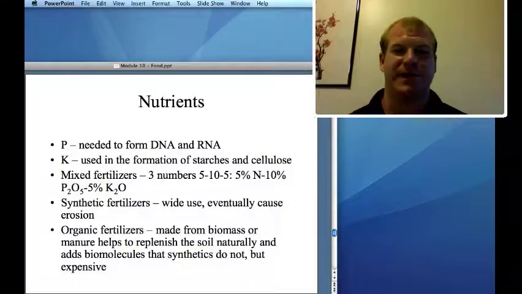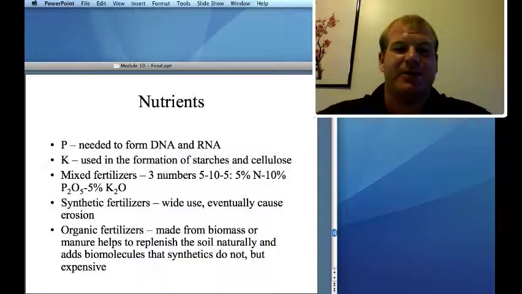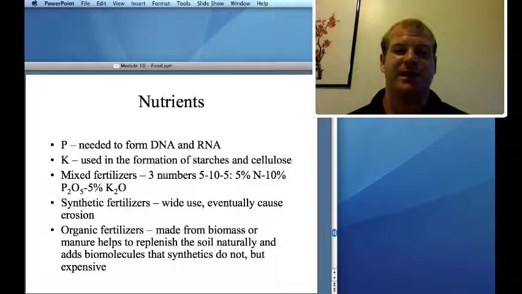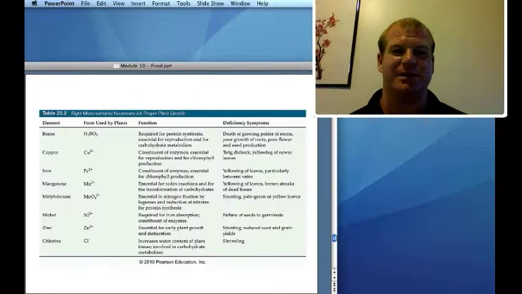Nutrients, so potassium is also needed in large amounts, as is phosphorus. And if you've seen fertilizers, they have three numbers on them. The first number is the percent nitrogen, the second number is the percent diphosphorus pentoxide, and the last number is the amount of potash, or potassium oxide. We use quite a bit of synthetic fertilizers. A downfall with them is they cause erosion because they're very powdery and they take away the constitution of the soil. Organic fertilizers do replenish the soil more naturally, but these tend to be more expensive and they can't be scaled up like the synthetics do.